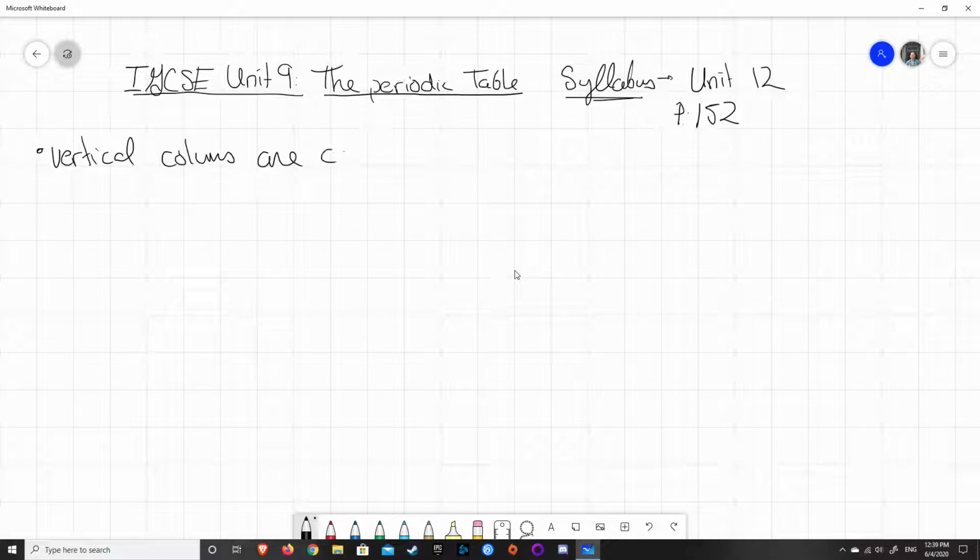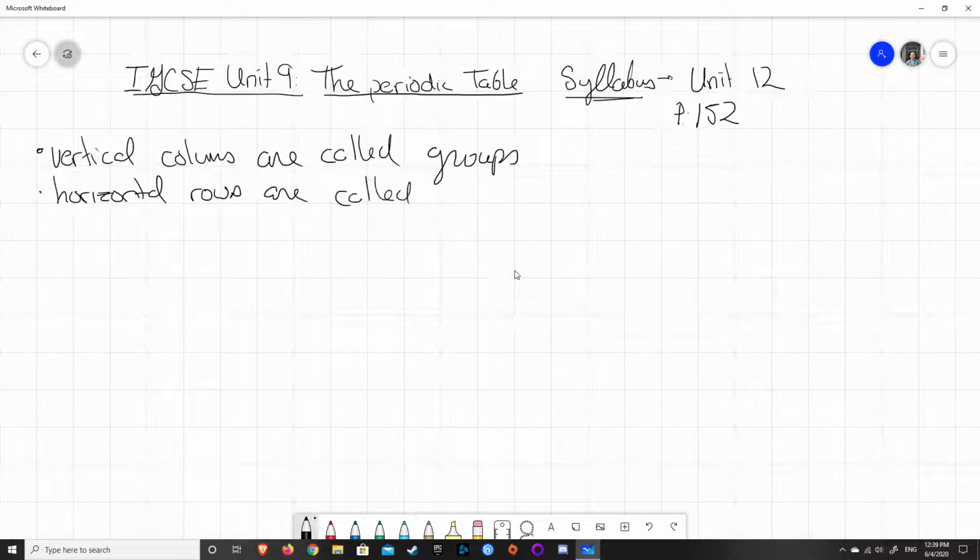Vertical columns are called groups, and horizontal rows are called periods.